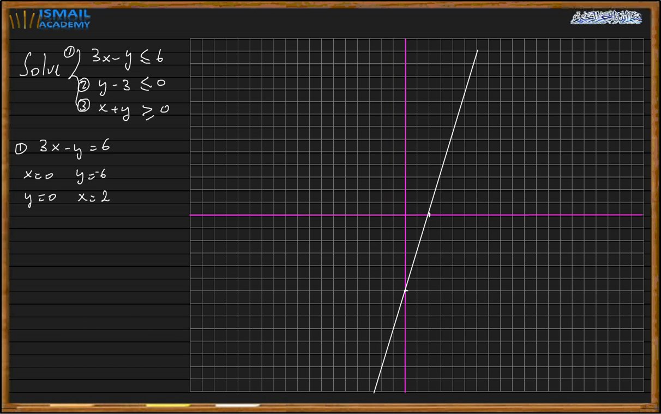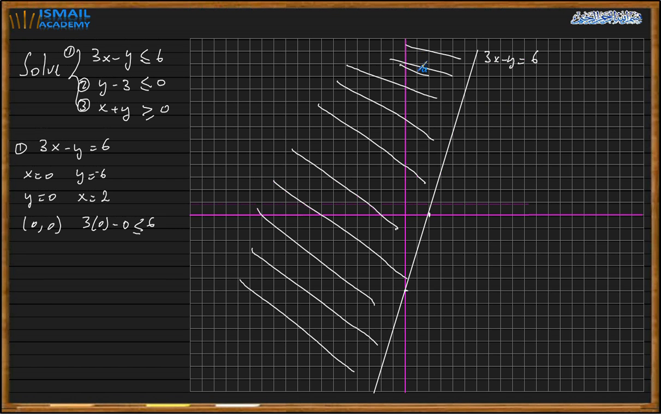Now I'm going to see which part I'm going to shade. So I'm going to pick the point 0, 0 and substitute it into the inequality. So we get 3 times 0 minus 0 is less than 6, which is true. Which means that point is part of the solution. So I'm going to shade that area. And after that I'm going to name my line. Always name your line so you know which line you're talking about. So we have 3, 0, which means that y is less than 3.